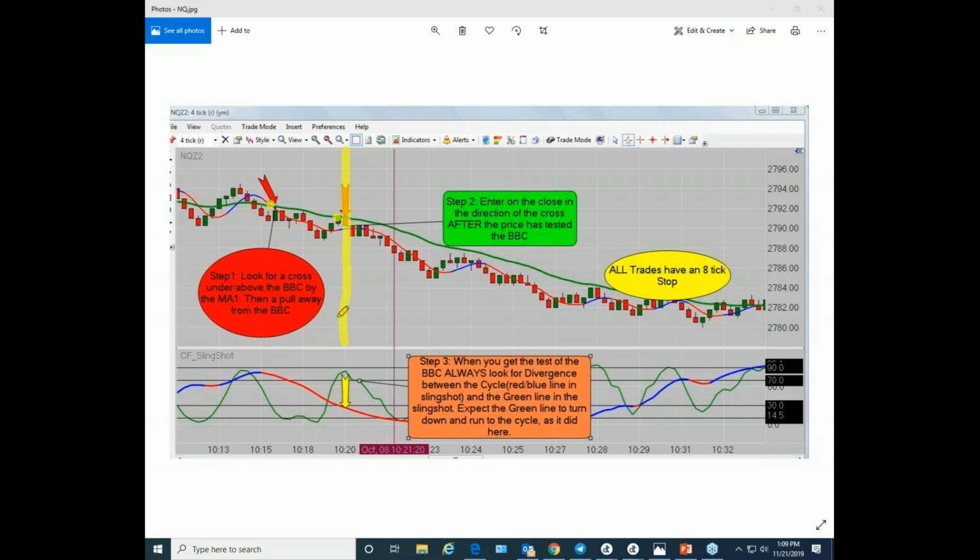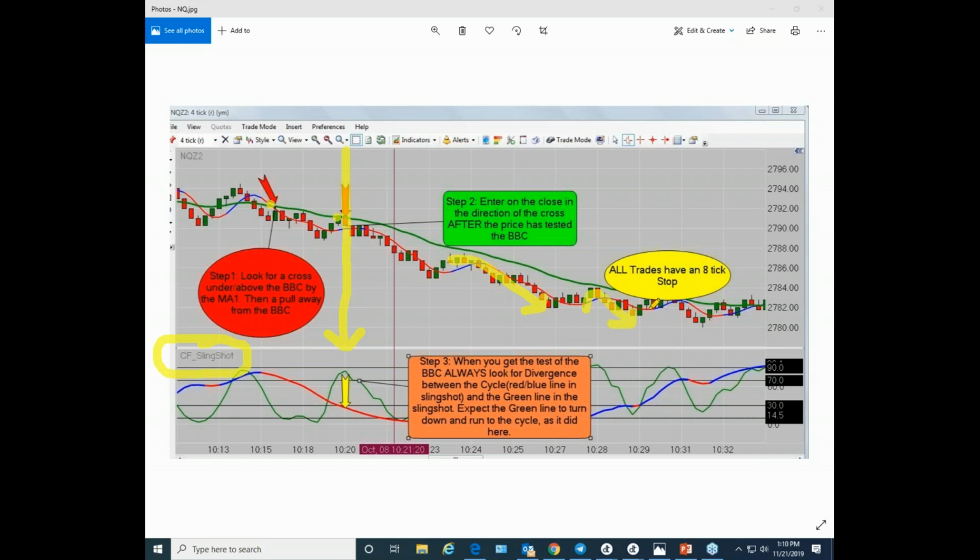Now, before we get into the slingshot, because when step 2 goes into play, our eyes are going to gravitate toward the oscillator portion of the chart, I want to go over one other thing. In some cases, the market will not do the normal thing. It's got so much bullish or bearish momentum, it won't get back to the BBC. It does one of these and then it falls. It does one of these and then it falls.